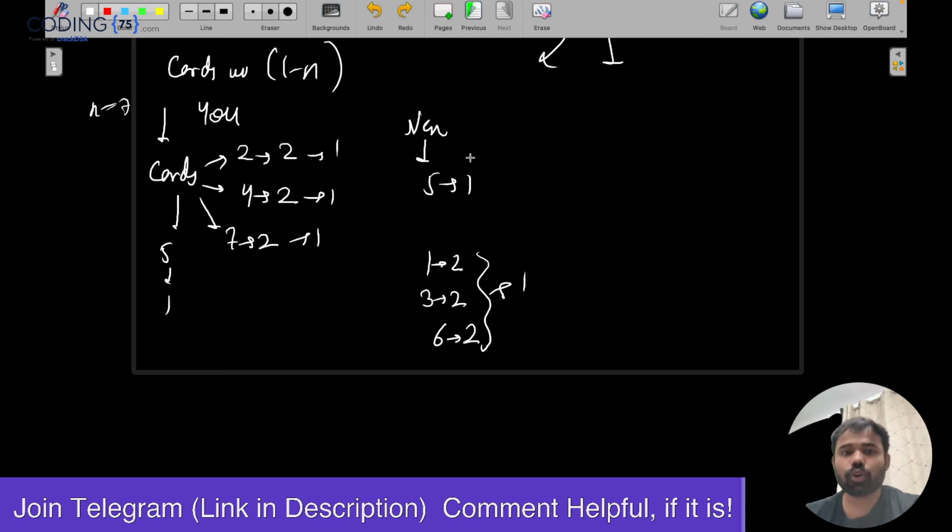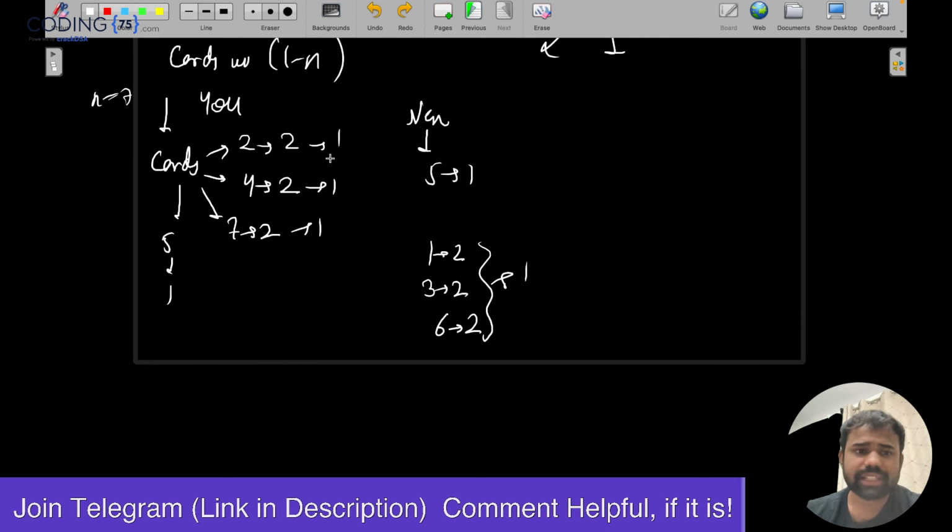So see what will happen. The cards that you have twice are three: 2 of 2, 2 of 4, 2 of 7. And Nene also has three such cards. So both will tie. And you will have 3 points, because you cannot get a point from the single cards.